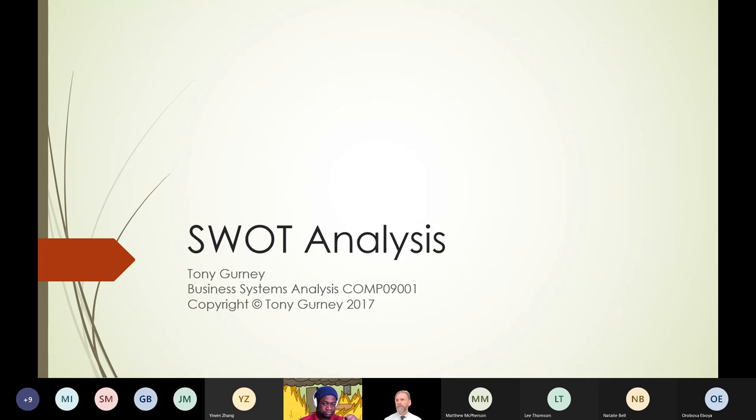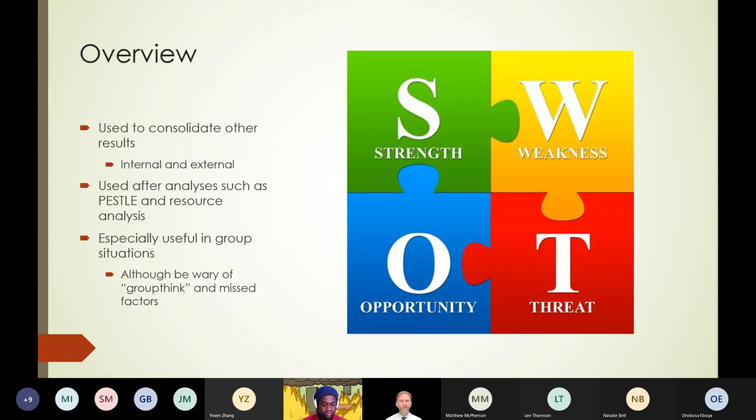The first one we're looking at today is something called a SWOT analysis, which is possibly the most famous one that we've covered. It's used in all sorts of places and all sorts of areas to try to understand where any sort of organization is. So SWOT is strengths, weaknesses, opportunities, and threats.